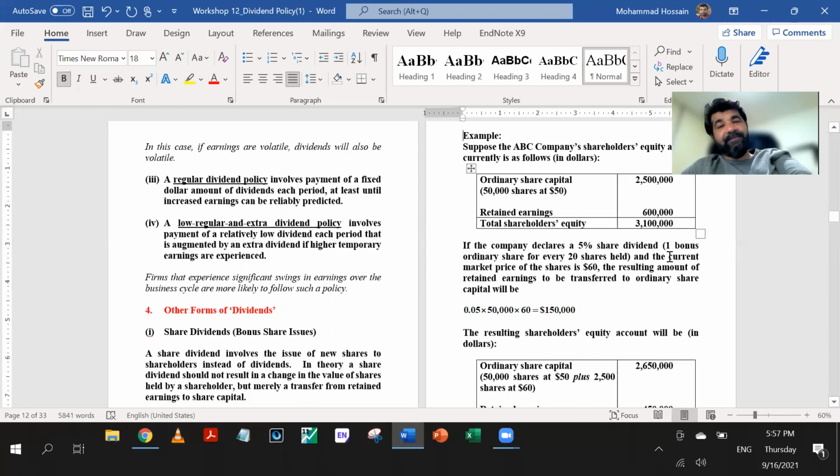A bonus 5% share dividend. Okay, they're not giving any cash. One bonus ordinary share for every 20 shares held. See that it's not about cash money they are giving. They are giving you a 5% share dividend. It means that if you have 20 shares, they give you one extra share. If you have less than 20, you will get it on a pro rata basis. And the current market price of the share is $60. The resulting amount of retained earnings will be transferred to ordinary share capital. So they will just transfer the retained earnings to share capital, but no cash money will be given to you.